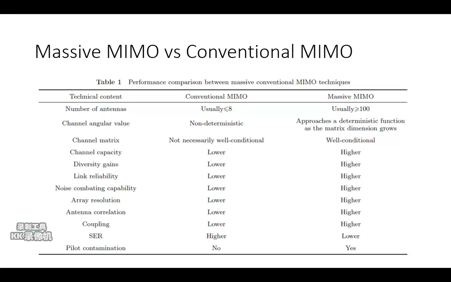This table is a comparison between the massive and the conventional MIMO technologies. We can find that the channel capacity, diversity gain, link reliability, and noise-resisting capability of massive MIMO are higher than conventional MIMO, and the SER is lower. So we can say massive MIMO has huge potential because it is really better than conventional MIMO.